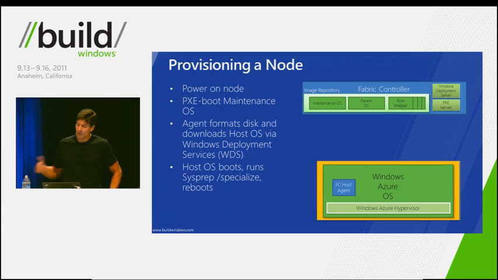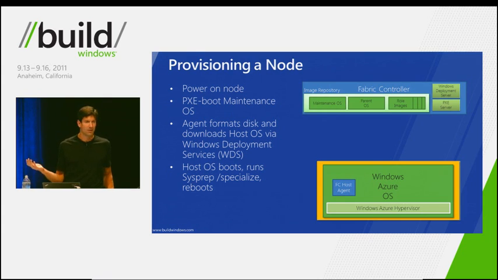The system reboots into that VHD. Now we've got the Windows Azure operating system up. We've got the Windows Azure hypervisor. And something starts as part of that image called the Fabric controller agent. This is also called the host agent. You'll also see it called the RD agent. RD stands for Red Dog.